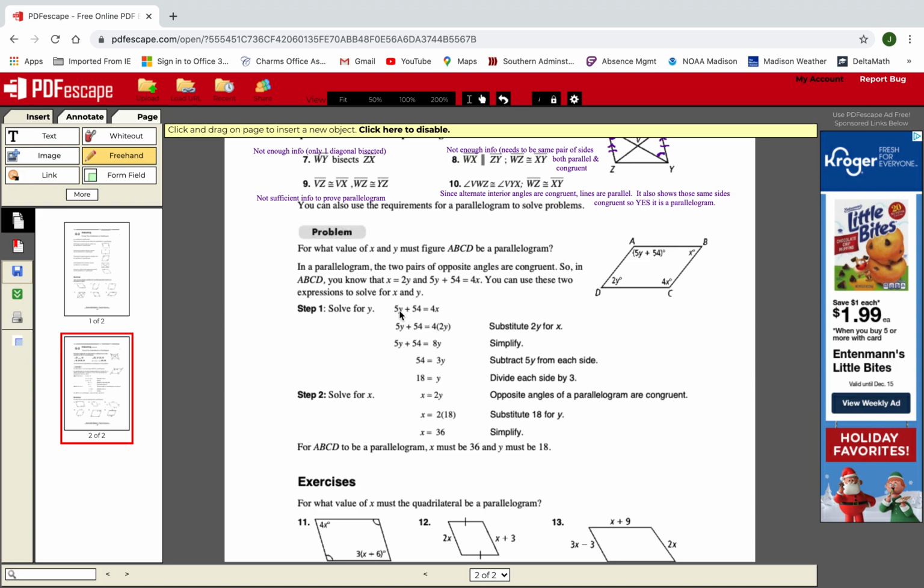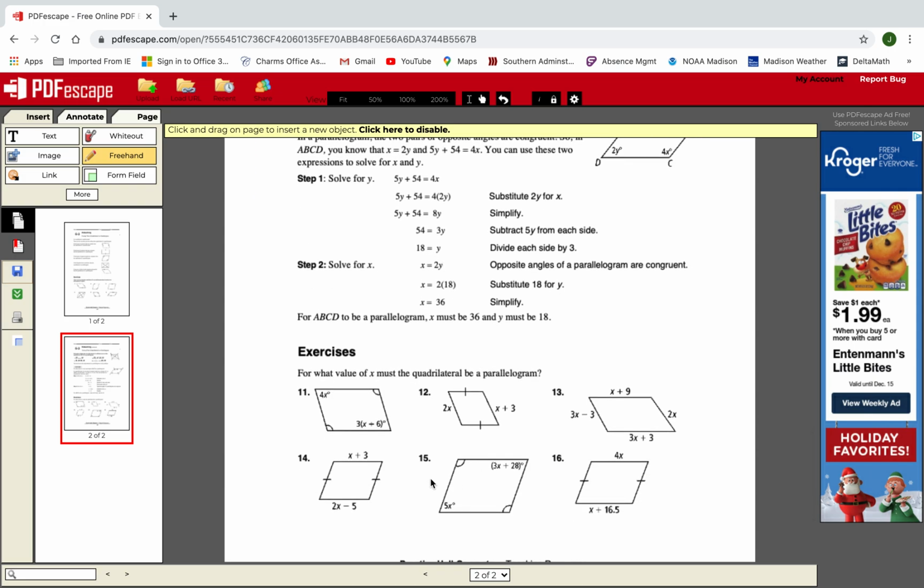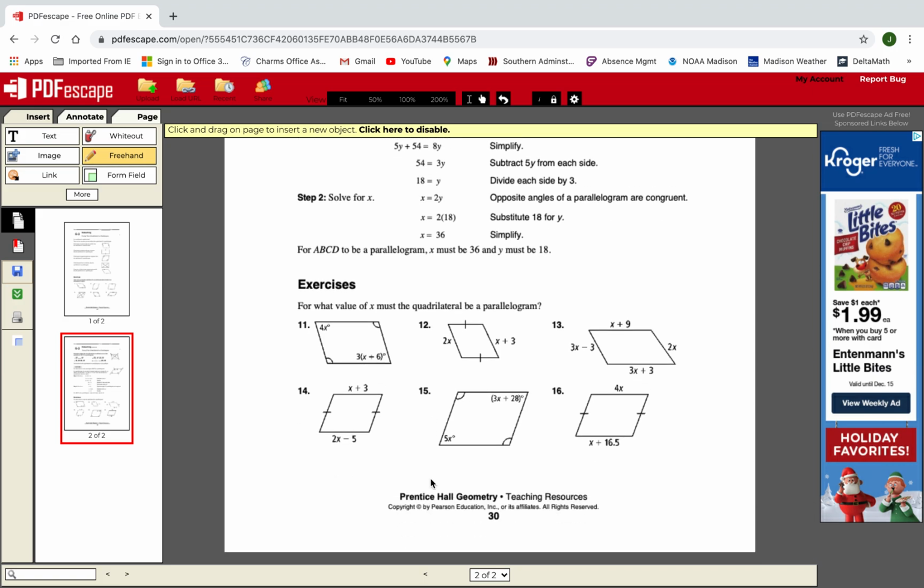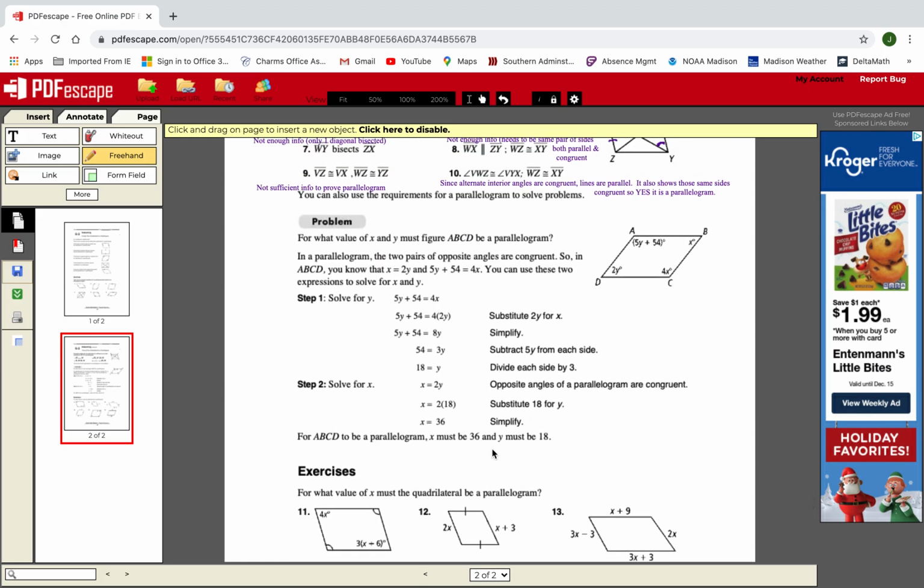So 5y plus 54 equals 4x. Since x equals 2y, I can substitute this 2y in for x here, and now I have an equation with just y's in it. I can simplify and solve for y. And then once I have y, I can substitute that back in for one of the original equations and solve for x also. So for ABCD to be a parallelogram, x would have to be 36 and y would have to be 18. And I do suspect that we're going to have something like that to practice in just a second. Maybe not quite that in depth, but we do have this really great example here.